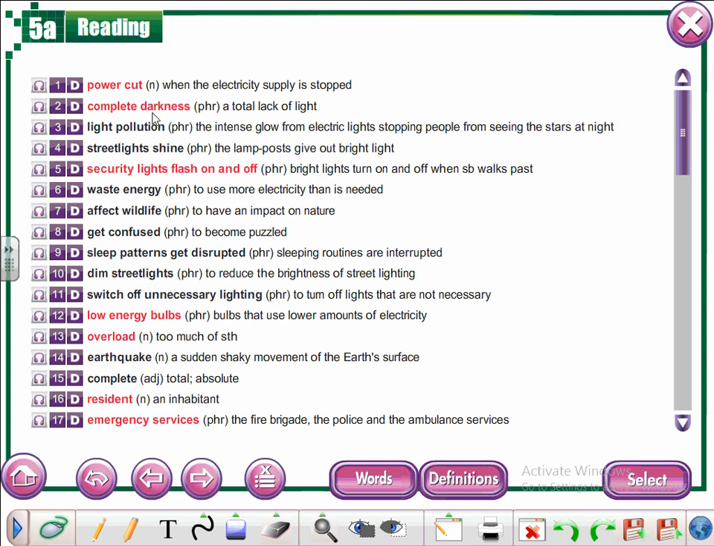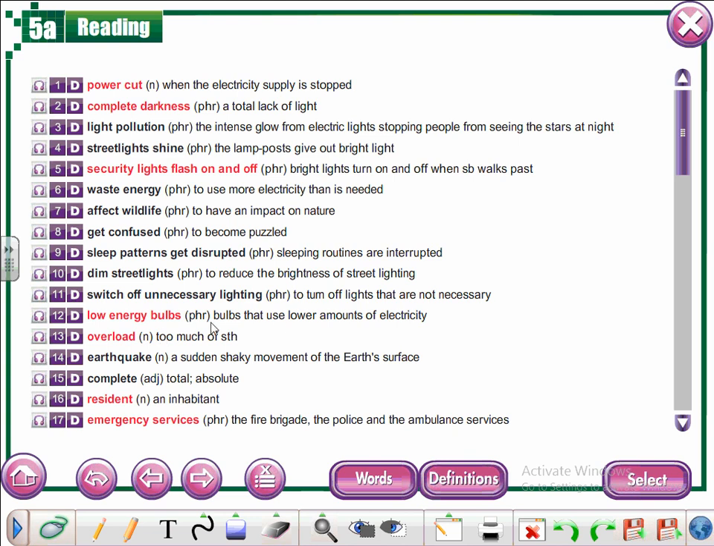Power cut. Power cut means when the electricity supply is stopped. So, no electricity, no lights. This is what we mean by the power cut. Complete darkness, a total lack of light. Security lights flash on and off. Bright lights turn on and off when somebody walks past.